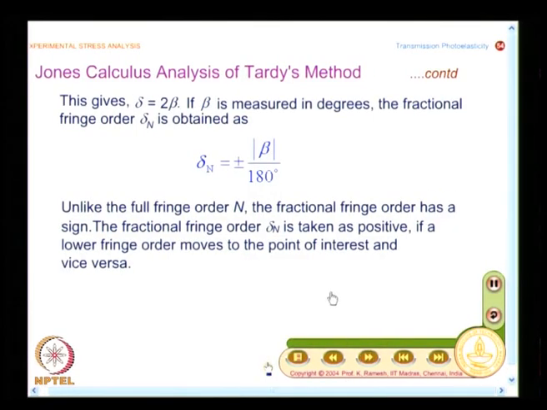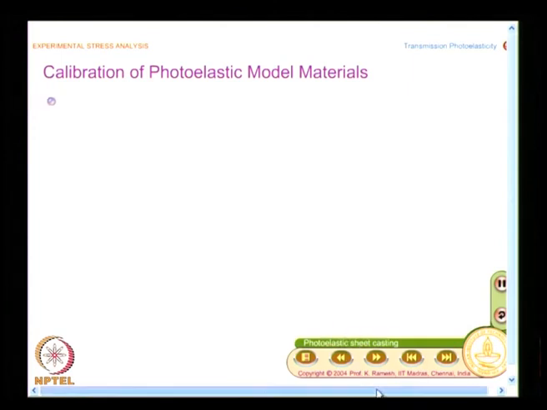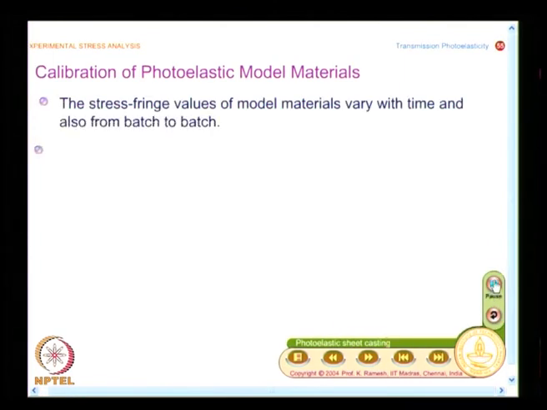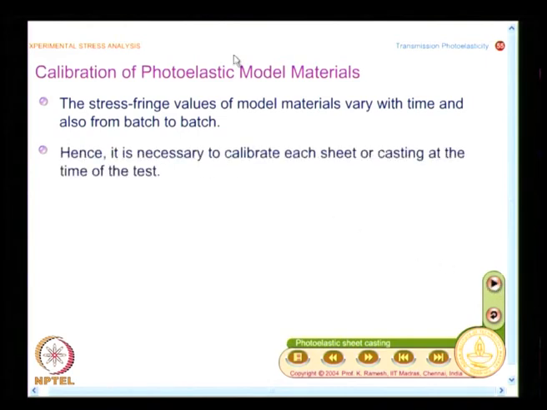Now, having determined the fringe order, what is the next step? The very important step for me to do the photoelastic analysis is I need to have calibration of photoelastic model materials. Why do I have to do that? Because I use only polymers, and when I use polymers, the stress fringe values vary with time and also from batch to batch. They do not remain the same. So, I need to find out at the time of experiment what is the material stress fringe value for the model material that I have selected.